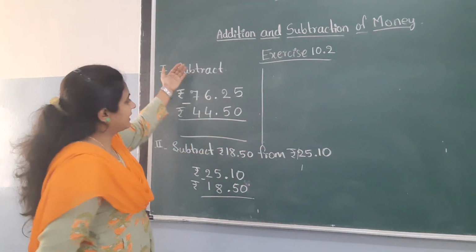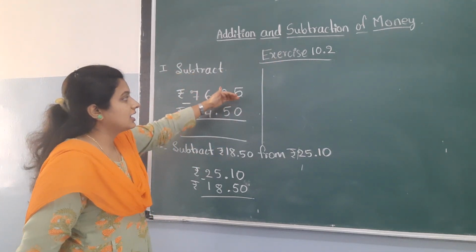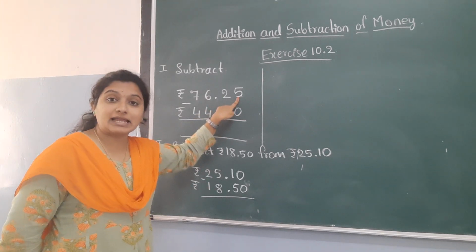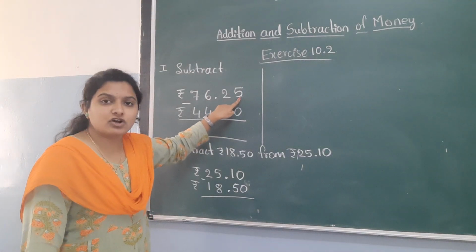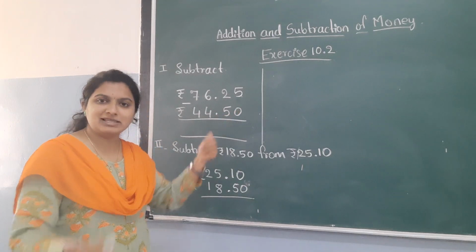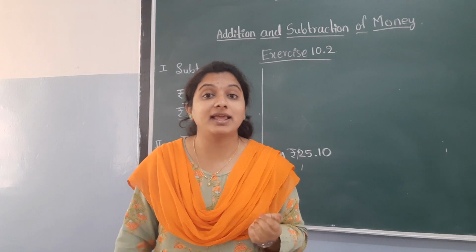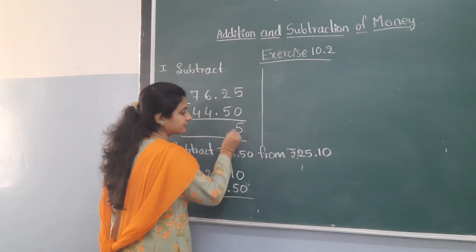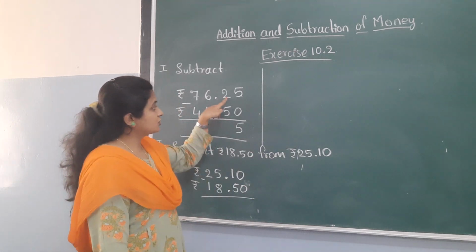See here, subtract. Exercise 10.2. What is the first question? 5 minus 0. You have 5 chocolates. How many chocolates do you have? 5 chocolates you have. In that 5 chocolates, how many chocolates did you eat, children? 0. 0 means nothing. You didn't eat any chocolate. So how many chocolates are remaining now? 5 only. Right?